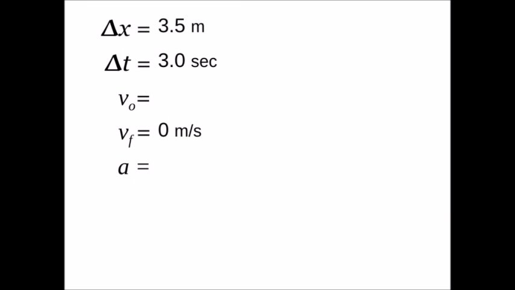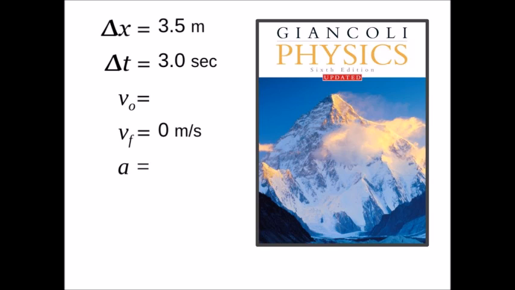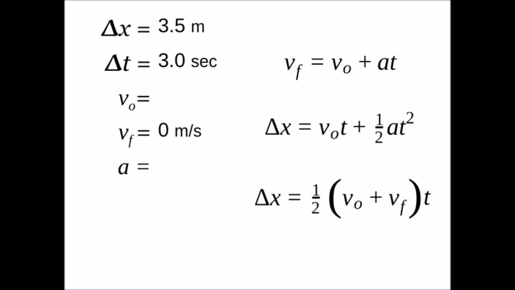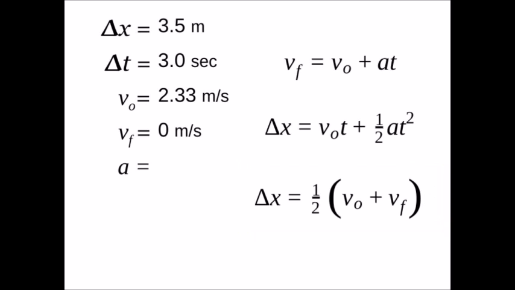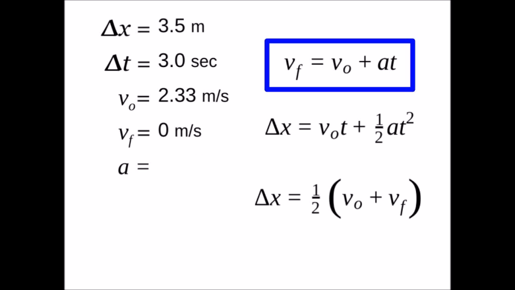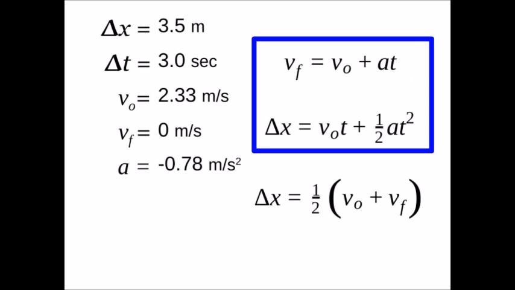Final velocity is 0. Go to the physics textbook, get some kinematic equations, choose the ones we want. First step is to find the initial velocity. Distance is average velocity times time, and the initial velocity is twice the average velocity. We'll see that again later. Next step will be to find the acceleration. You can use this equation to find the acceleration, and we're good to go.